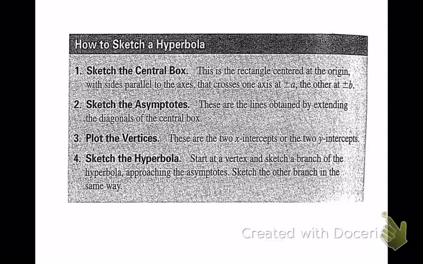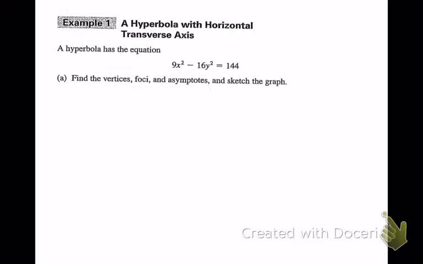Alright, so here are the steps. Sketch the central box. Sketch the asymptotes. Plot the vertices. Sketch the hyperbola. Let's look at an example.